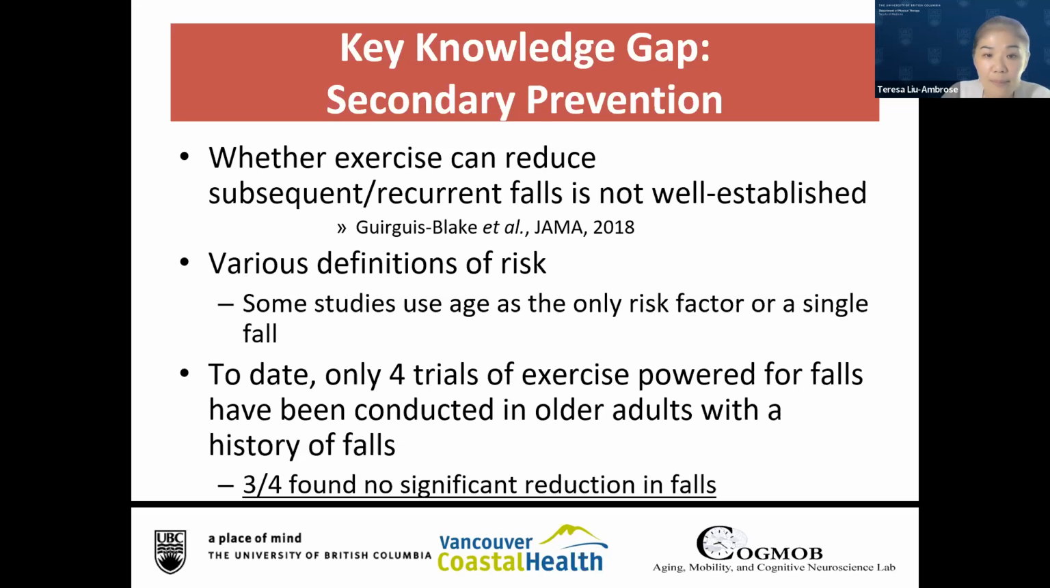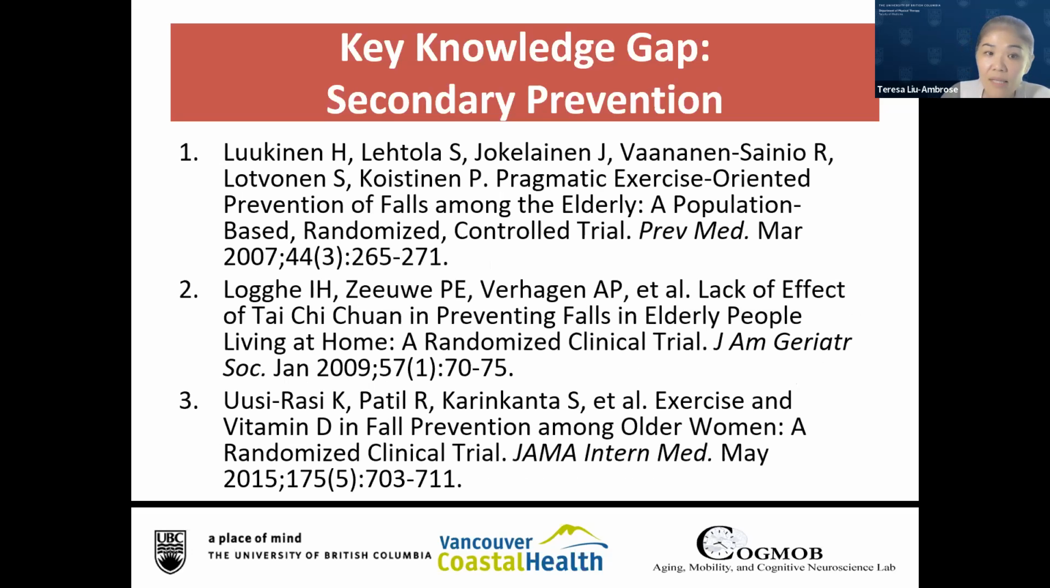And believe it or not, as of 2019, and really to date, only 4 trials of exercise powered for falls have been conducted in older adults with a history of falls. When it comes to at risk, we do know that a history of falls is an excellent indicator that the individual will fall yet again. But to date, there have only been 4 trials within this specific population powered sufficiently to detect falls. And notably, 3 of the 4 found no significant reduction in falls as a function of the exercise training. These are the 3 trials that showed non-significant benefit of exercise in reducing subsequent falls.